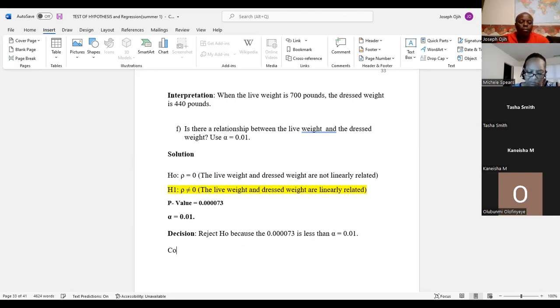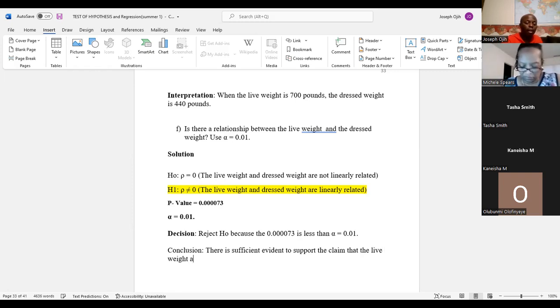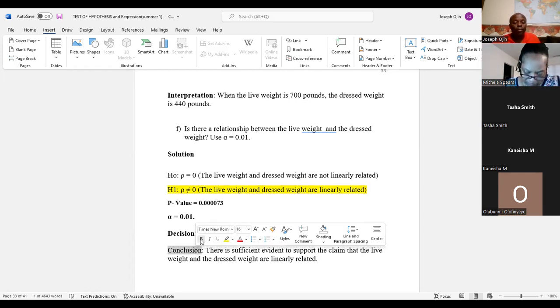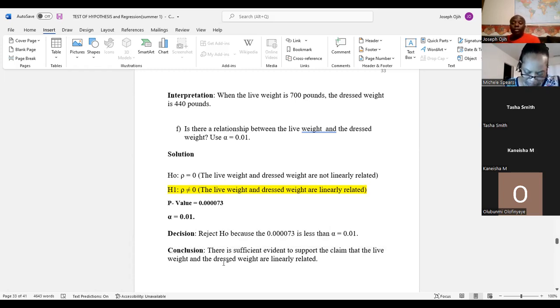Conclusion. Okay? The life weight here is sufficient evidence to support the claim that the life weight and the rest weight are linearly related. Okay. Any question?